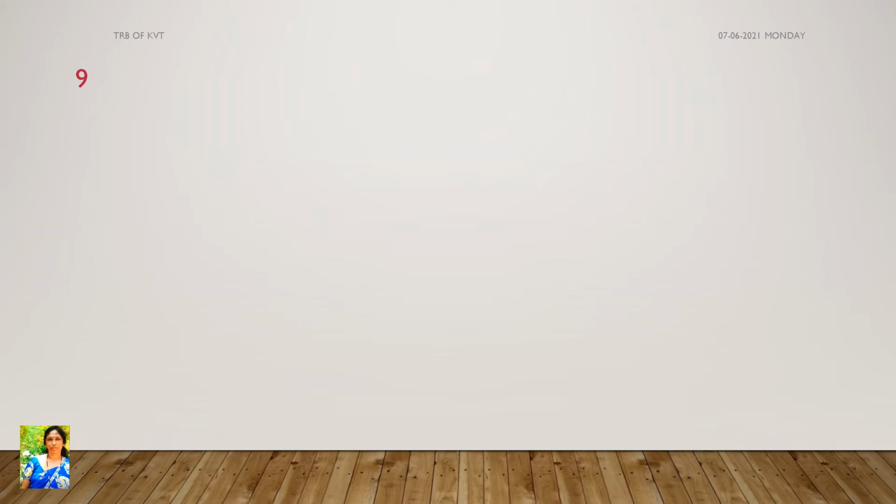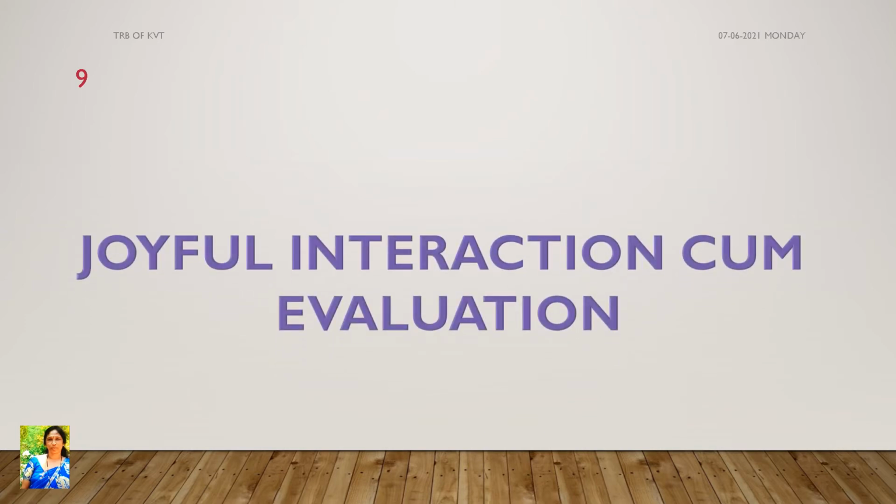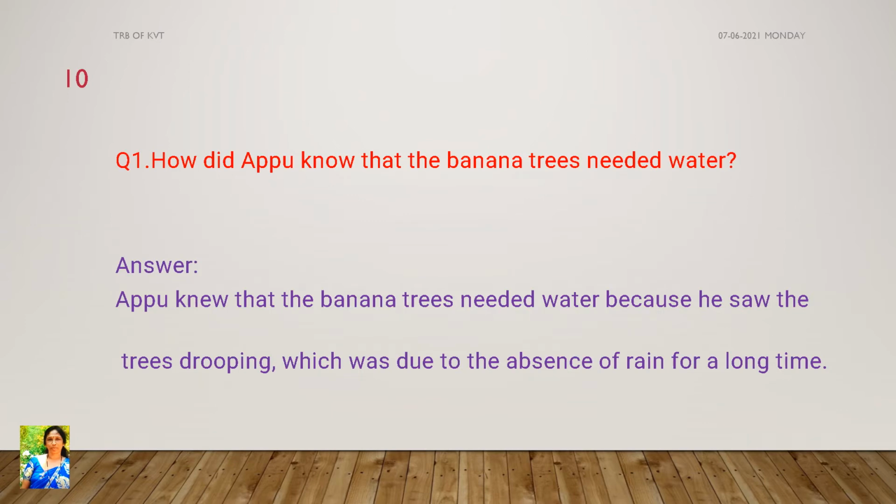Now, just joyful interaction and joyful evaluation. That means simple questions, and each of you will have many different types of answers. Okay, but let's see some answers that usually children come out with, isn't it? Now let's proceed. The first question for you is, how did Appu know that the banana trees needed water? For this, you may have many answers, children.